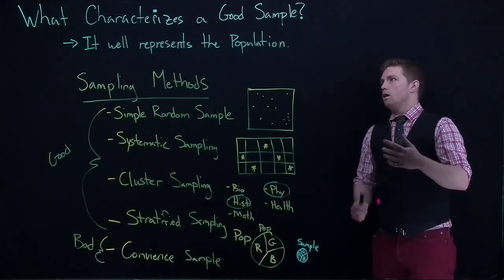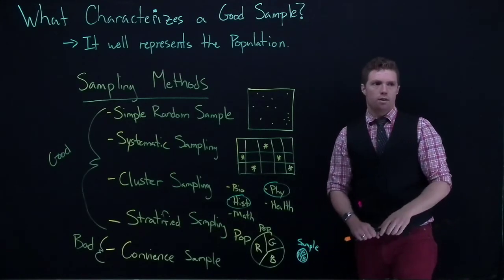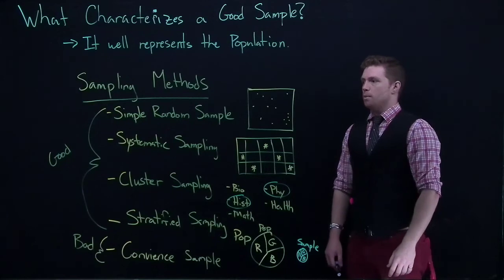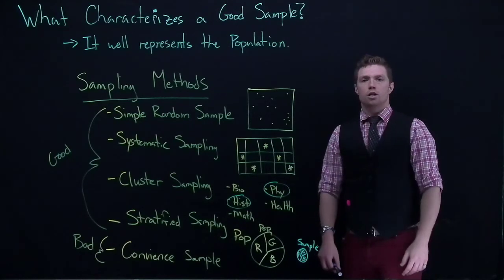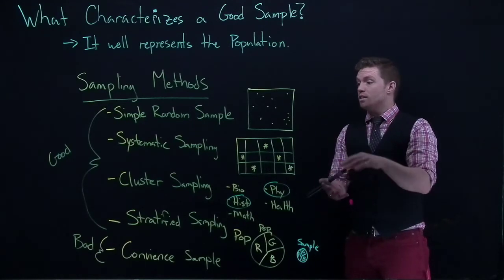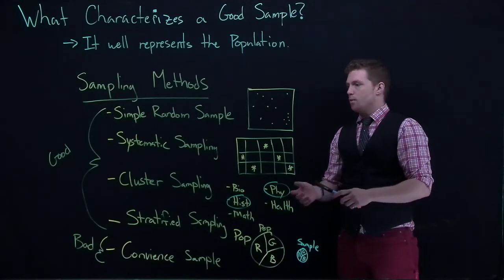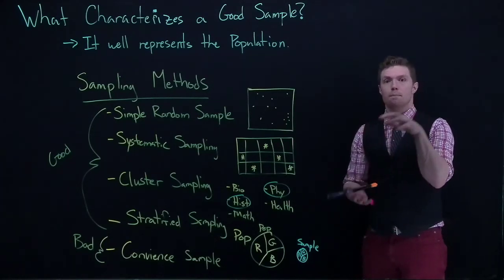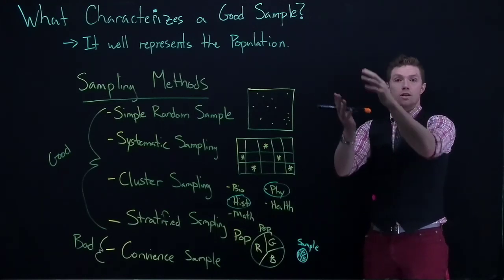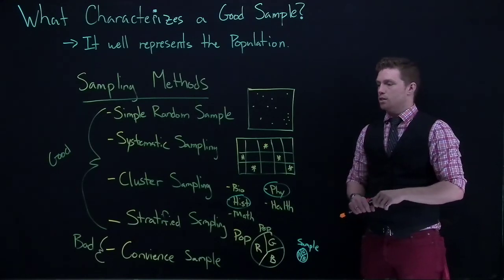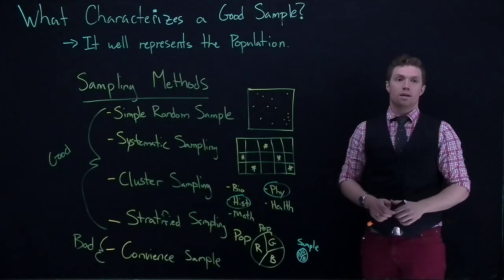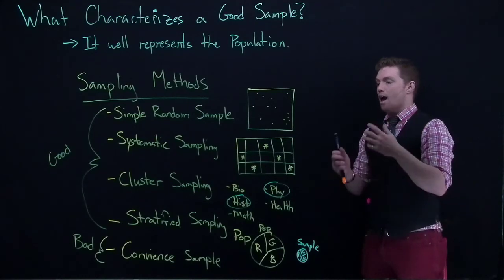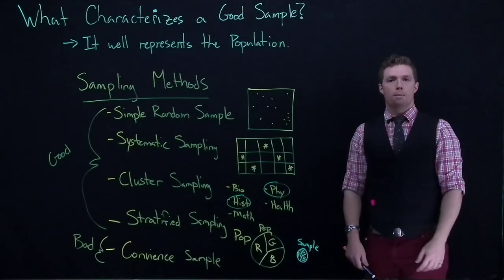So all in all, what characterizes a good sample? It represents the population. There are many methods that we can use, and we can actually combine a lot of these together, like stratified cluster sampling, or anyhow, there are lots of ways that we can combine these to make our sample representative of our population. But convenient sampling is poor because it doesn't try to actually represent what the population is.